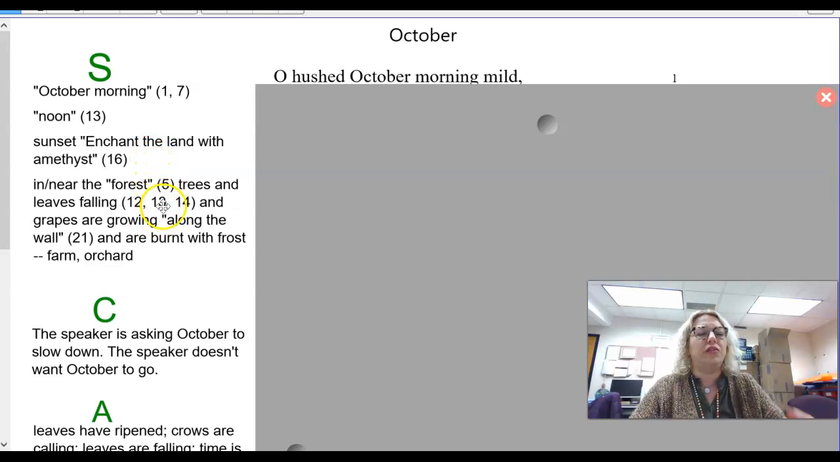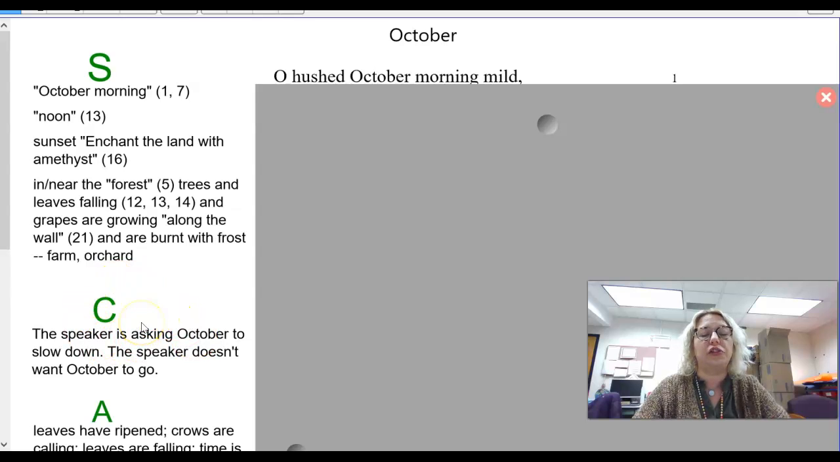We know we're either in or near a forest. Trees are mentioned, leaves are falling in lines 12, 13, and 14. Grapes are growing along the wall in line 21 and are burnt with frost. So perhaps we are on a farm or an orchard. It seems to be an outdoor rural setting at any rate.